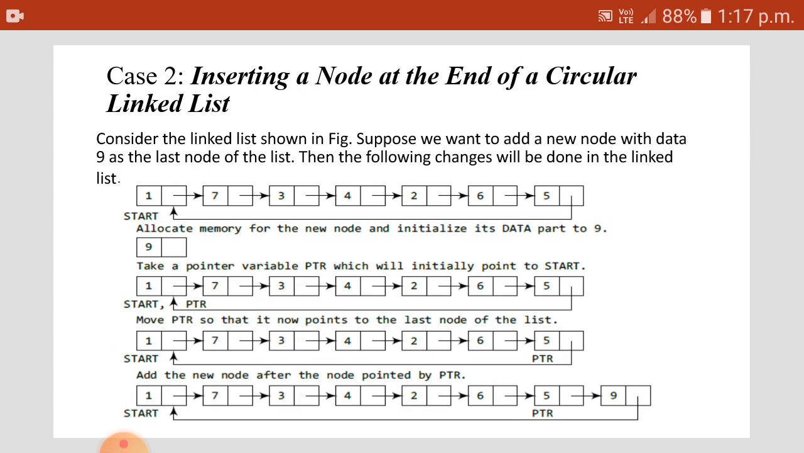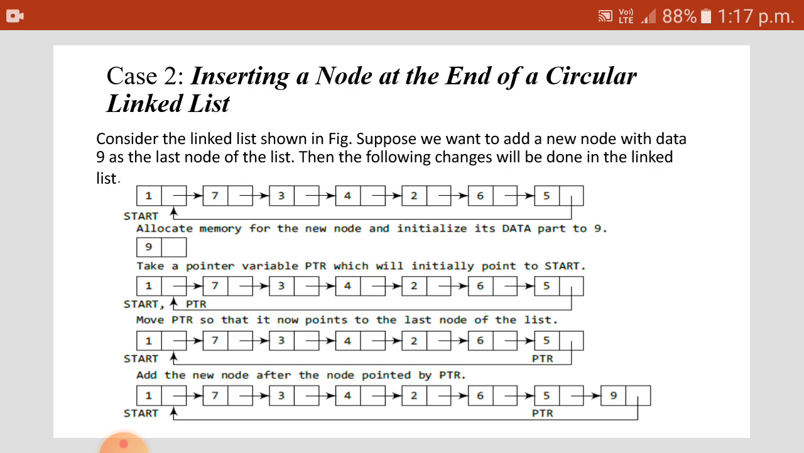Case 2, inserting a node at the end of the circular linked list. Consider the linked list shown in the figure. Suppose we want to add a new node with data 9 as the last node of the list. Then the following changes will be done in the linked list. First one shows the original linked list.